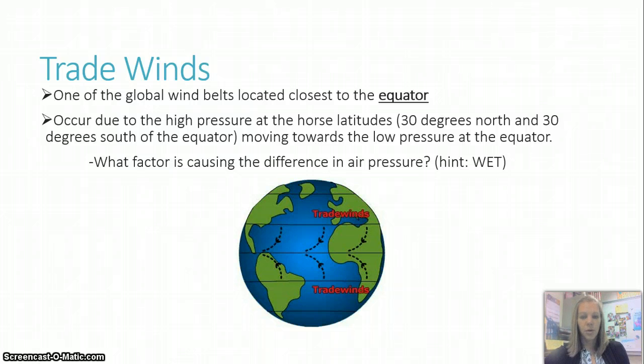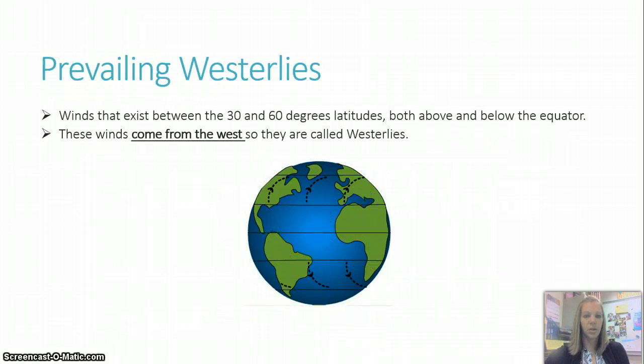Moving on, we're going to look at the prevailing westerlies a little bit more closely. The prevailing westerlies are located between the 30 degrees latitude and the 60 degrees latitude line, and that is both above and below the equator. These are different from the other two types of global wind belts.